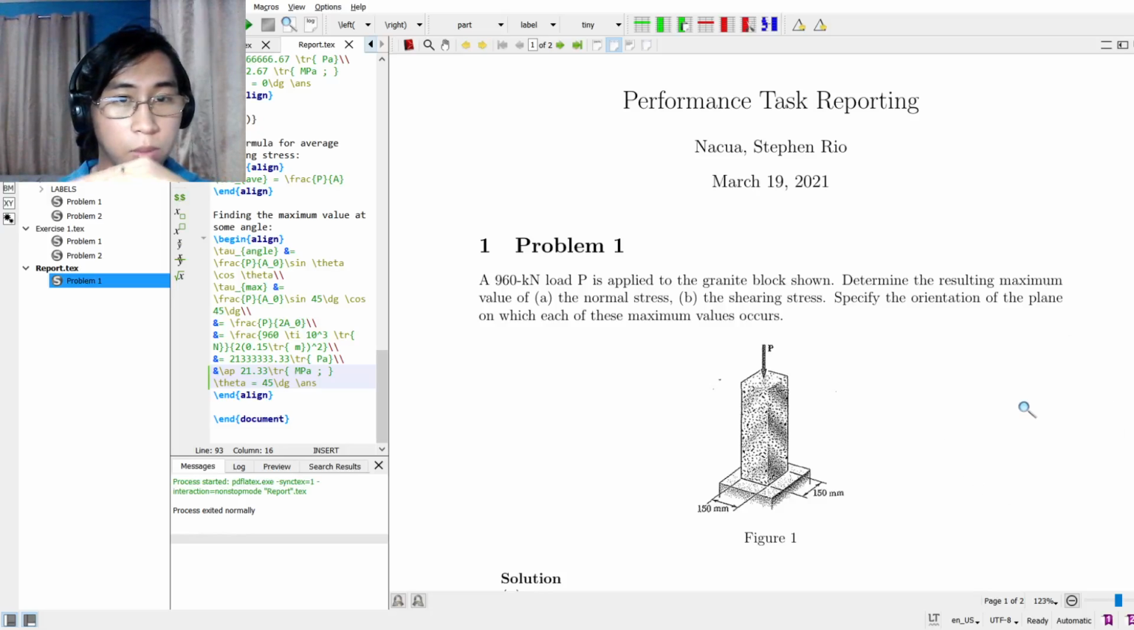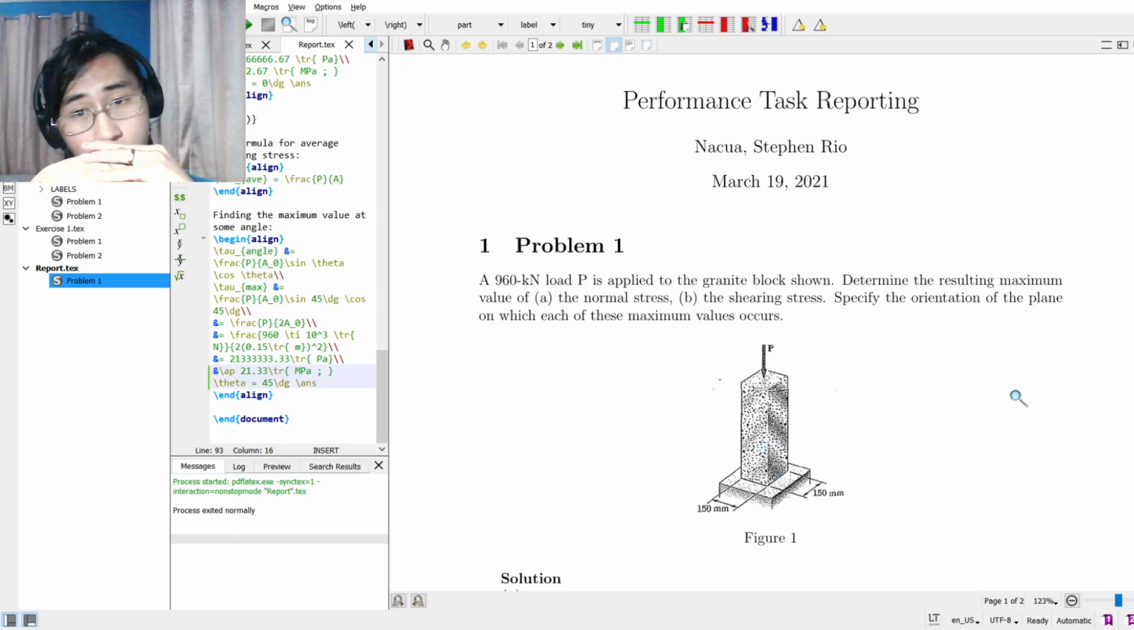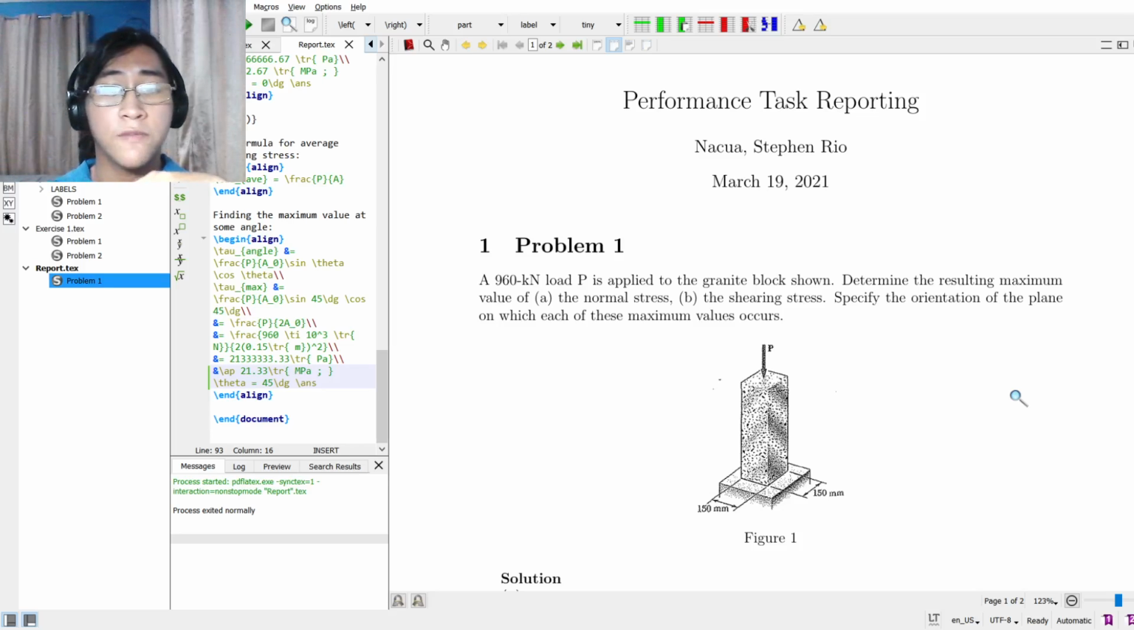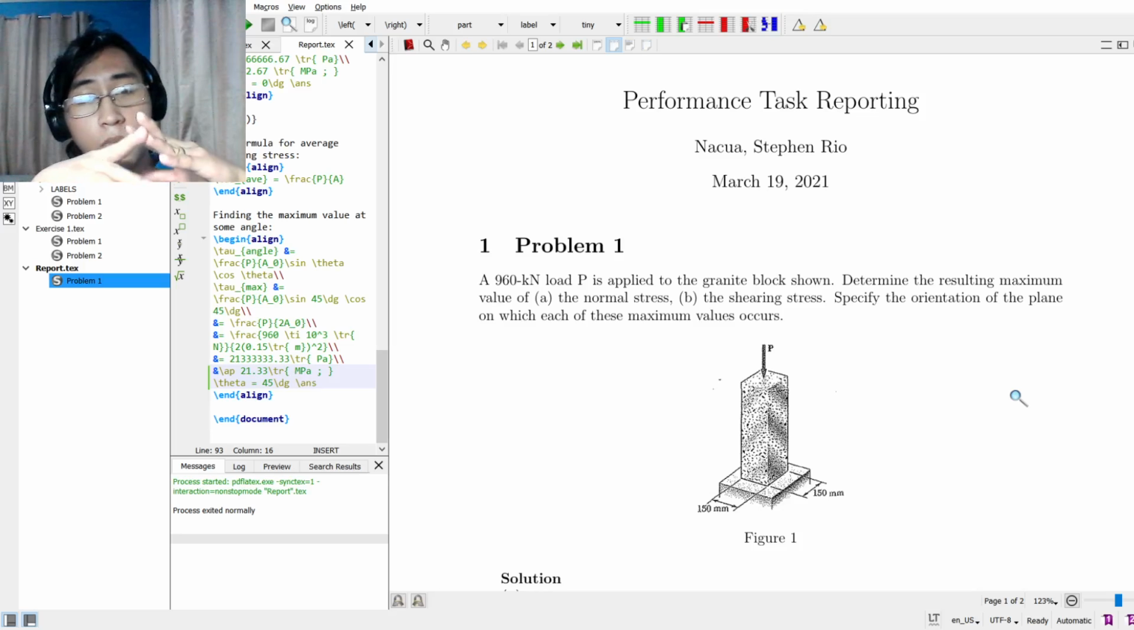Alright, so here we have a problem. A 960 kilonewton load P is applied to the granite block shown below, this one right here. Determine the resulting maximum value of A, the normal stress, and B, the shearing stress, and we have to specify the orientation of the plane on which each of these maximum values occurs. So we have to find practically three things here.